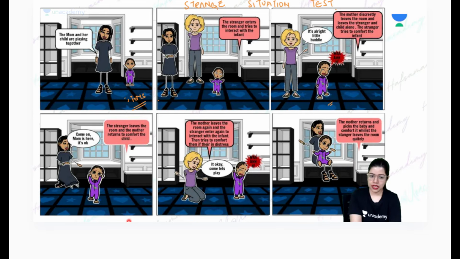Then what happens if the stranger leaves the room and the mother comes back? Okay, all right. We will not talk about the mother leaving again and all that. We will not repeat all of this. Basically, what we care about is what is the child's behavior when the mother leaves, what is the child's behavior when the stranger comes, and what is the child's behavior when the mother comes back.